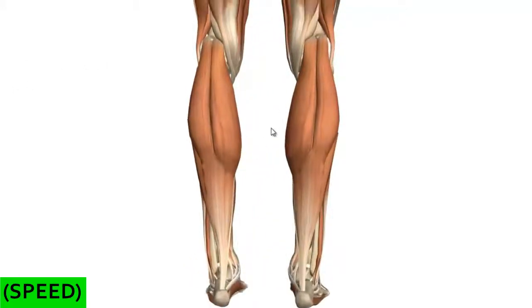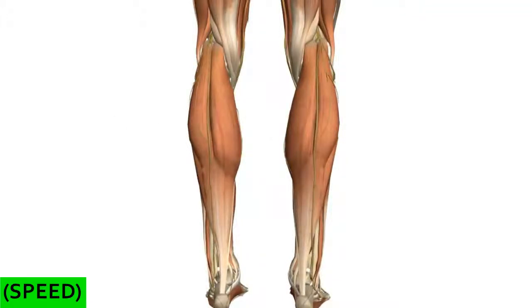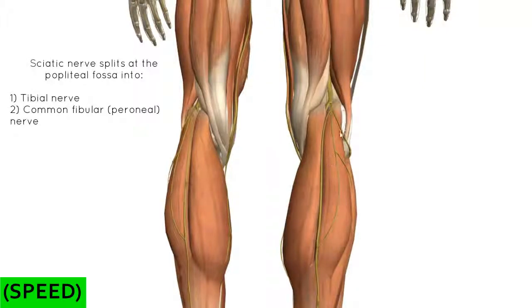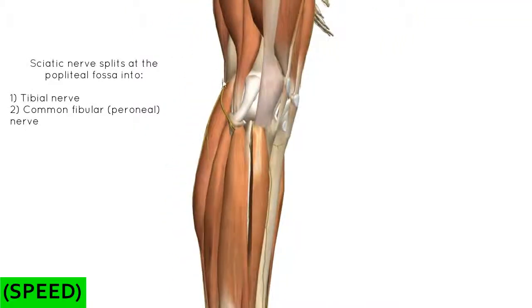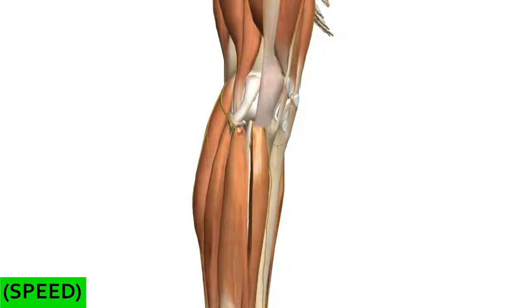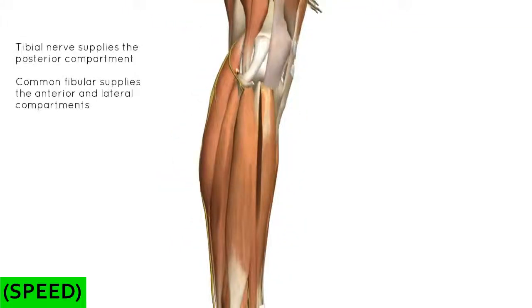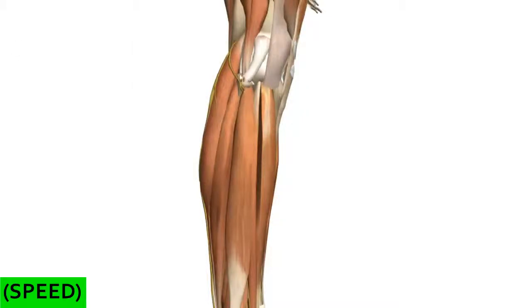So just briefly, a quick word about innervation. If I just bring in the nerves, you can see, just looking here at the popliteal fossa, the sciatic nerve, and it splits into two main branches. So you've got the tibial branch of the sciatic nerve, and you've got the common peroneal branch, the common fibular branch of the sciatic nerve. So the tibial branch of the sciatic nerve supplies the muscles of the posterior compartment, and the common peroneal nerve, which winds around laterally here, innervates the anterior and lateral compartments of the leg.